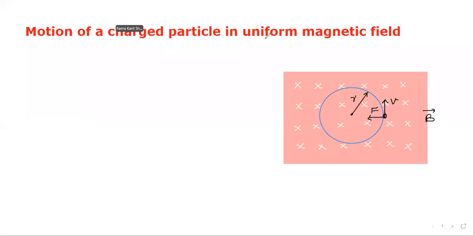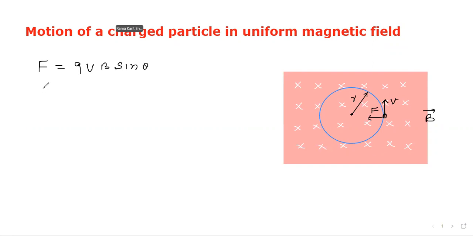Motion of a charged particle in uniform magnetic field. When a charged particle enters a uniform magnetic field, it experiences a force, and that force is given by qvB sin theta, where theta is the angle between the direction of the magnetic field and the direction of the motion of the particle. So here two possibilities are there.